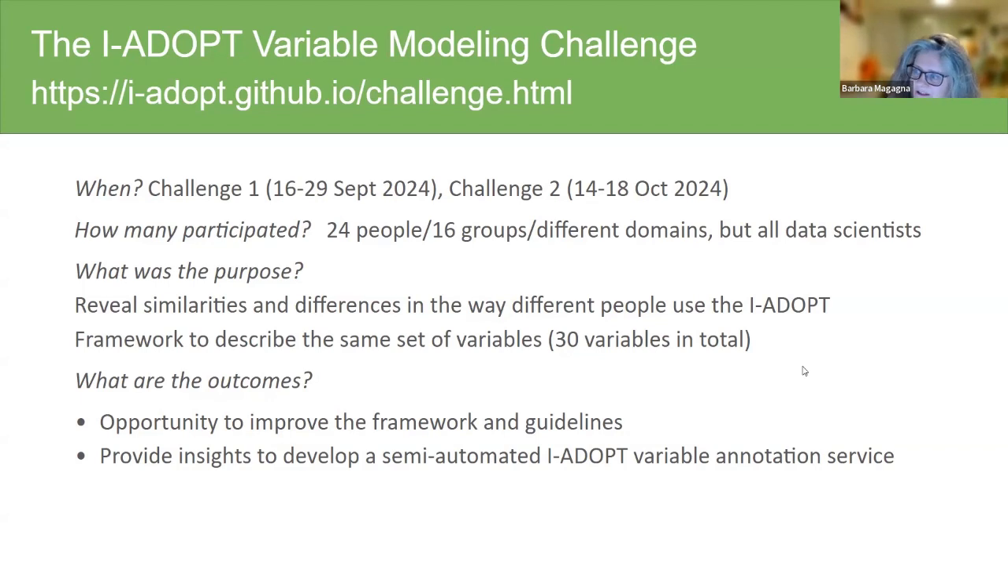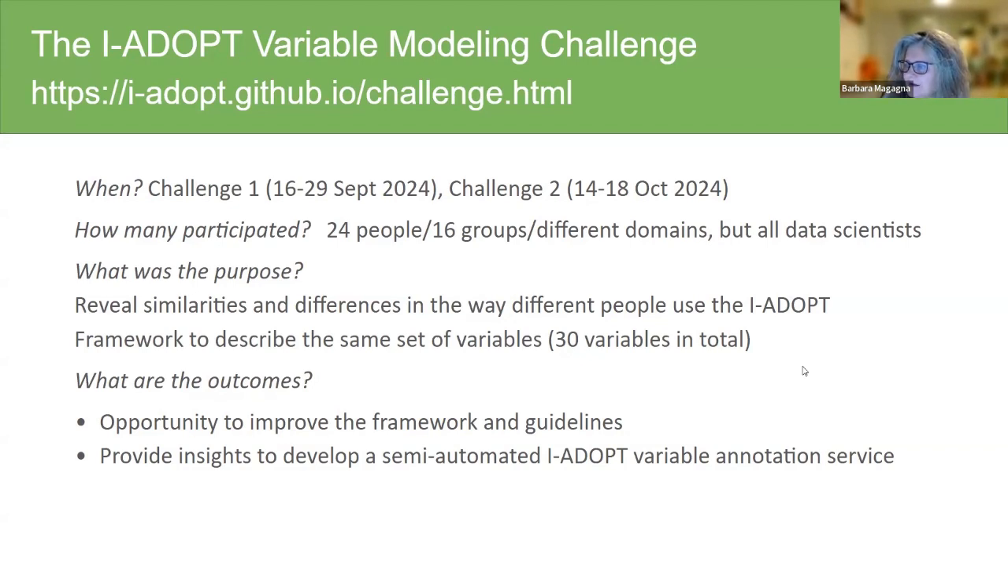So what was the purpose? The purpose of this challenge was to reveal similarities and differences in the way different people use the IADOPT framework to describe the same set of variables. So we had 30 variables in total, and they could choose as many as they wanted out of them, but at least 10 to be counted.